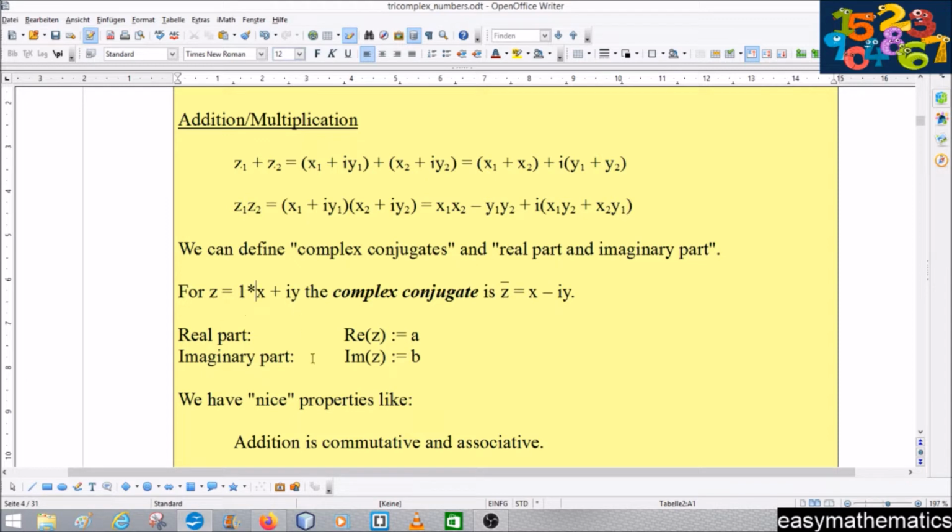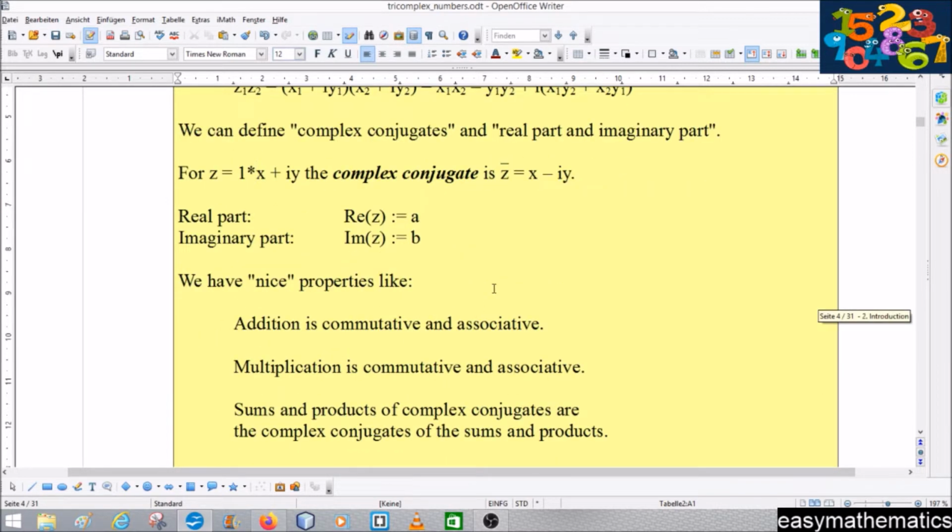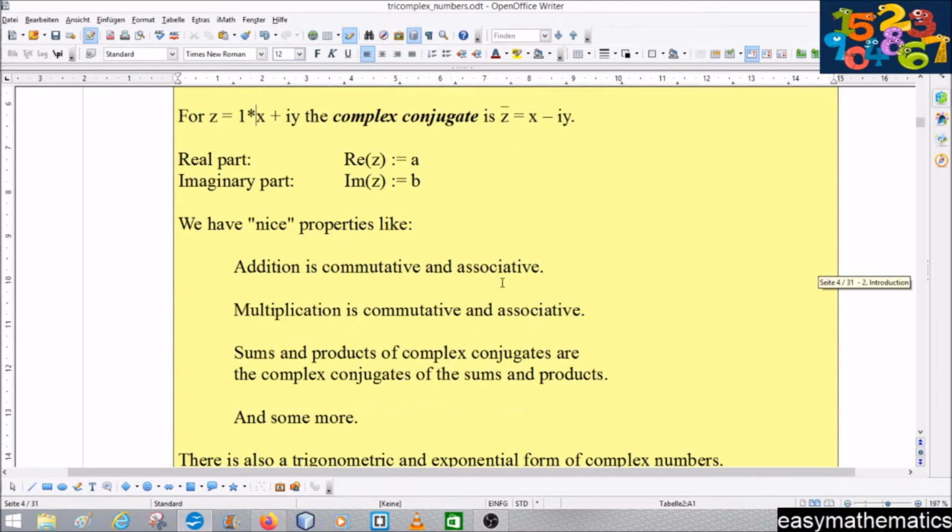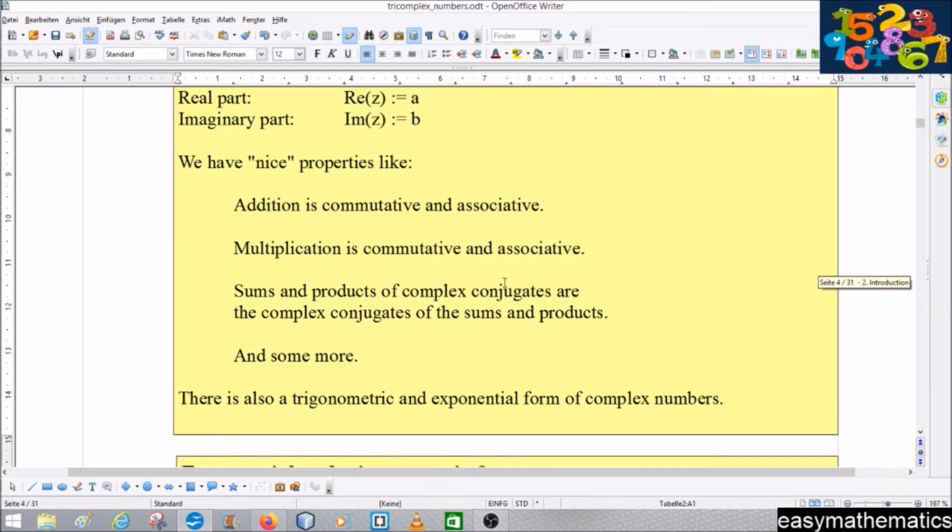and the real part, the number connected to the unit 1, if you like. Okay, and then we have some nice properties like addition is commutative and associative, multiplication is commutative and associative, sums and products of complex conjugates are the complex conjugates of the sums and products, and some more.